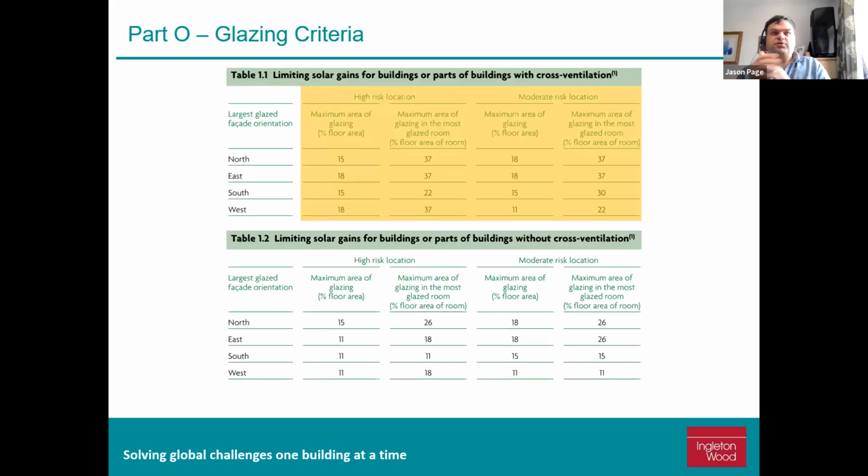The criteria you need to comply with is governed by two factors, which is determined in table 1.1 of Part O, and that's what is shown on the screen here. The first is whether you have cross ventilation. This is whether you have windows on opposite sides of the building. Windows on adjacent sides do not count. This means that in particular corner flats will have to comply with more stringent criteria. So if you can, you want to design for cross ventilation to have an easier ride through Part O.